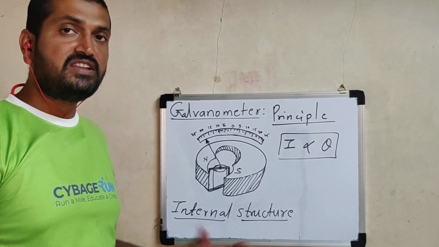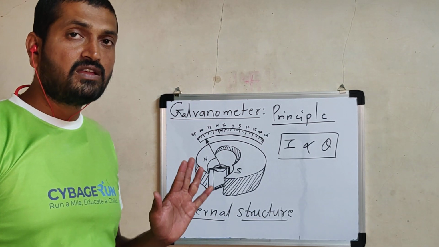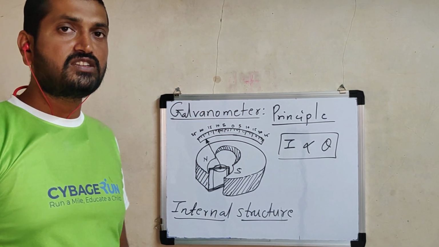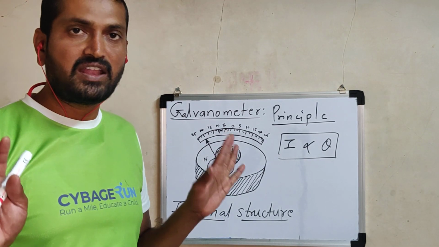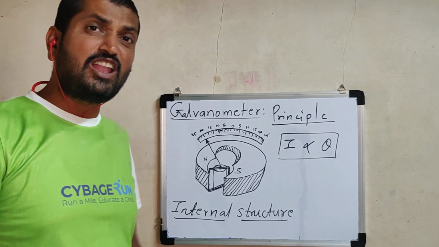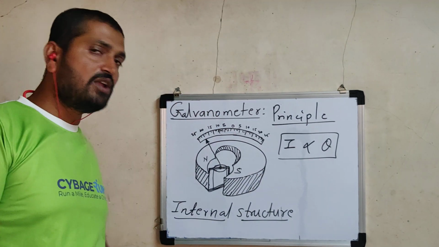Now the next part is construction. Construction is very simple. Every type of galvanometer in construction consists of two main parts. First one is a coil and second one is a magnet. Without coil and magnet, a galvanometer is not possible. Always these two essential components are there: one is coil and second one is magnet.